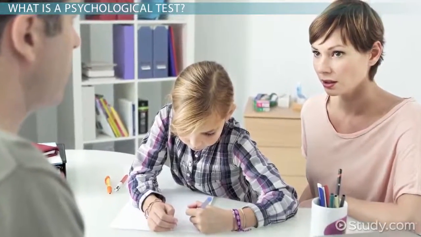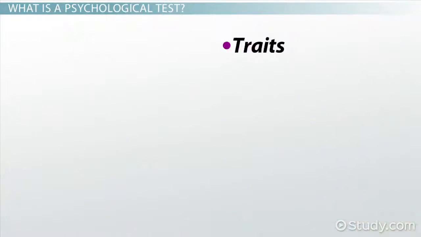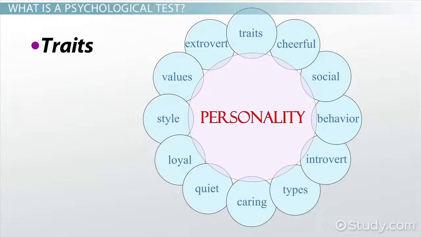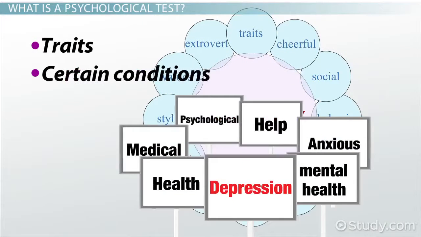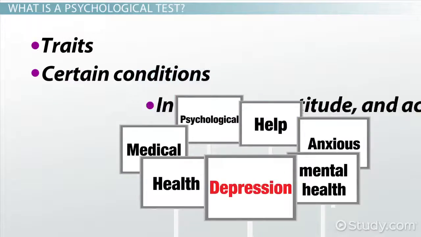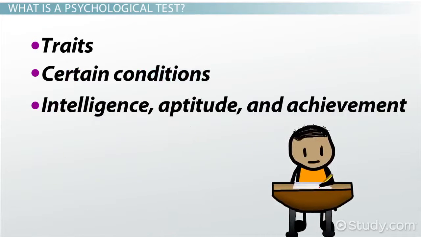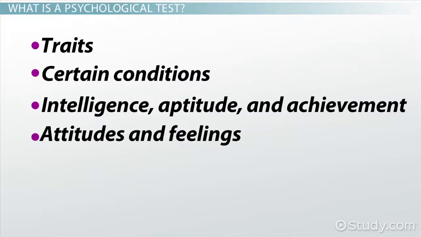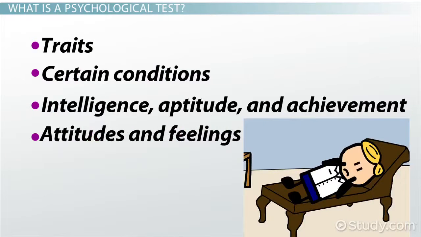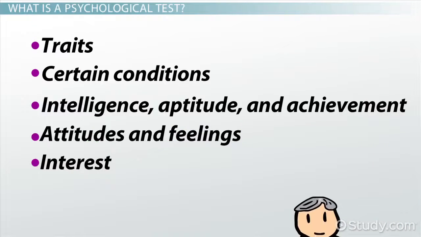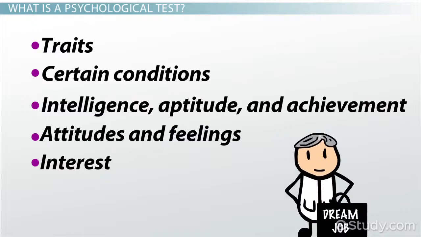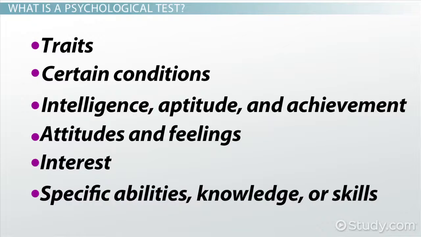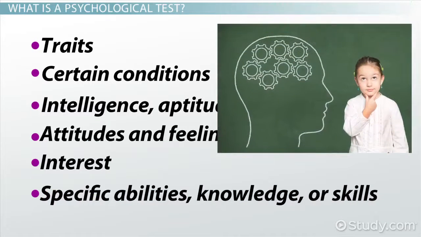Psychological tests are used to assess many areas, including traits such as introversion and extroversion, certain conditions such as depression and anxiety, intelligence, aptitude, and achievement, such as verbal intelligence and reading achievement, attitudes and feelings, such as how individuals feel about the treatment that they received from their therapists, interest, such as the careers and activities that a person is interested in, specific abilities, knowledge, or skills, such as cognitive ability, memory, and problem-solving skills.